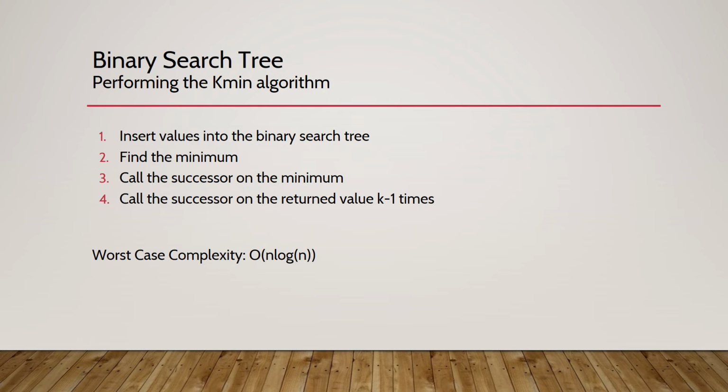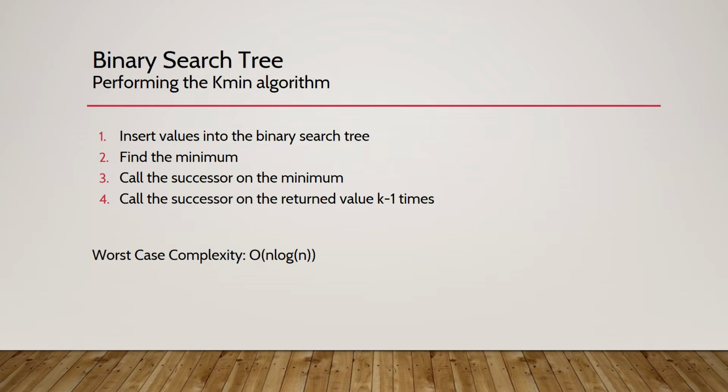Our next algorithm is binary search tree. In order to use binary search tree to find Kmin, we have to load all of our values into a binary search tree. Then we have to find the minimum value of the tree and call successor on the minimum value. Next, we continue to call successor on the return value of each call k minus 1 times. The kth smallest number is found on the final successor call.